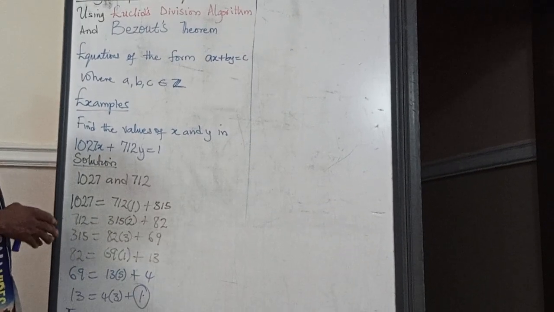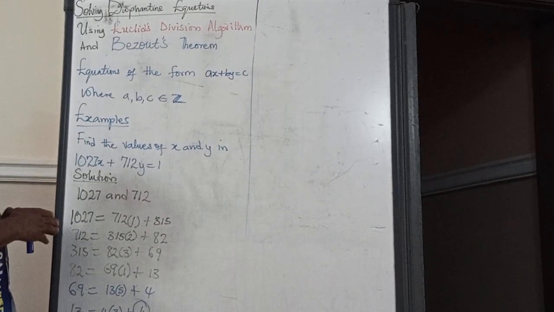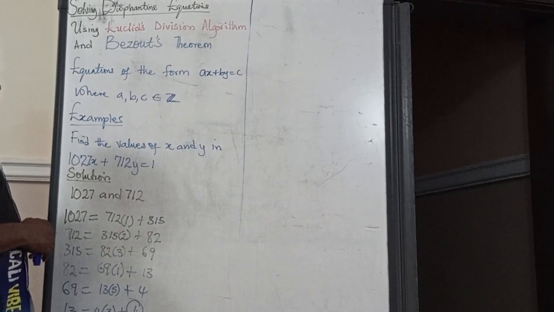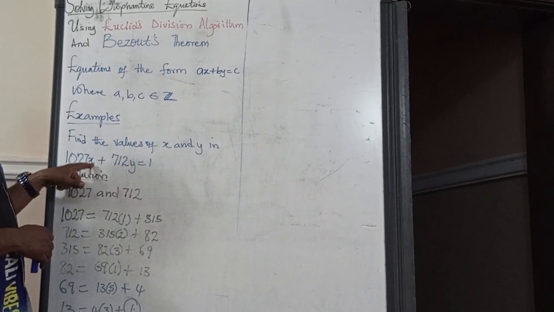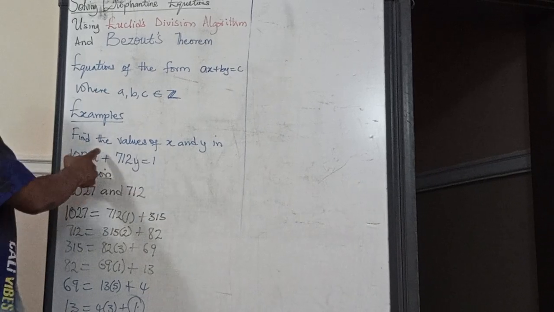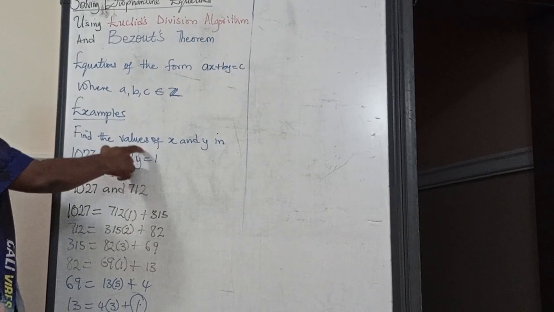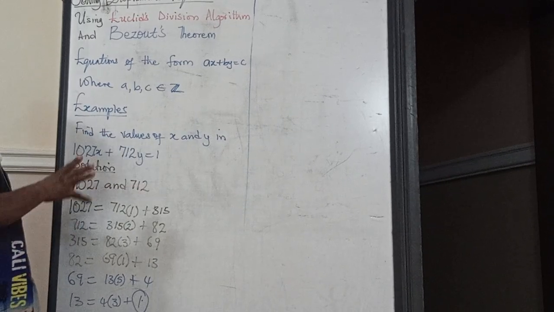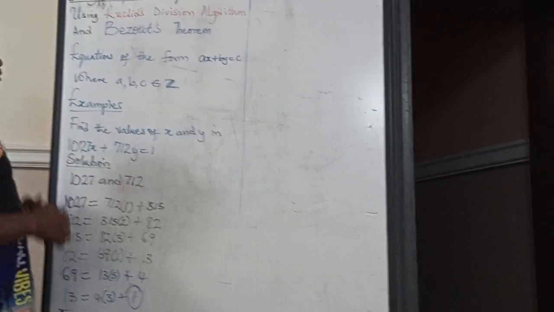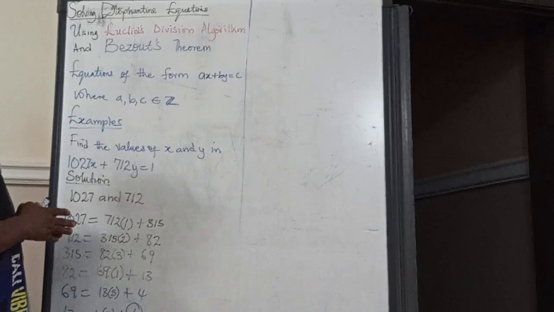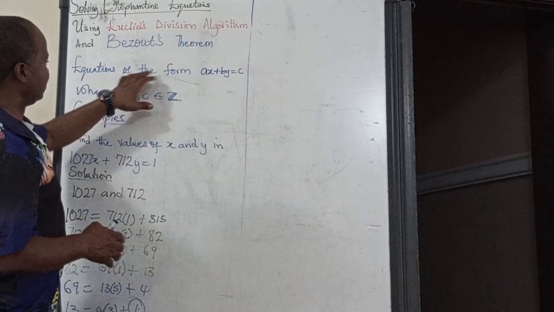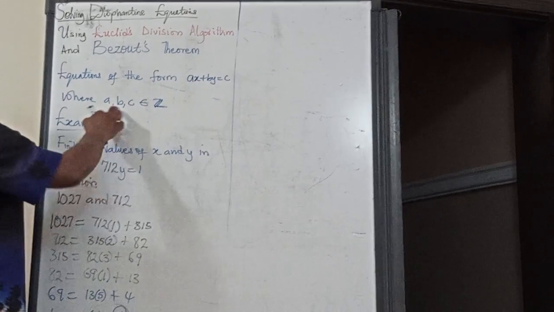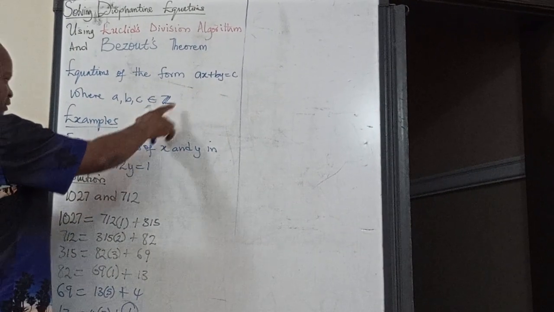What is a Diophantine equation? Today, we want to look at the linear Diophantine equation. An equation is said to be linear if the highest power of the variable is 1. In this case, because there is nothing written on top of x and y, the power of x is 1, that of y is 1. That makes it a linear equation. A linear Diophantine equation is an equation of the form ax + by = c, where a, b, c are all integers.